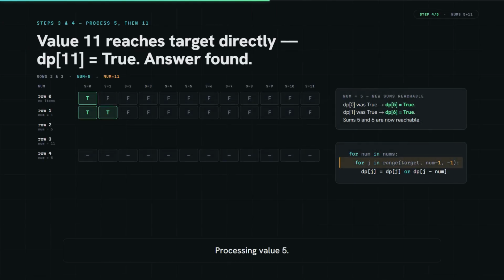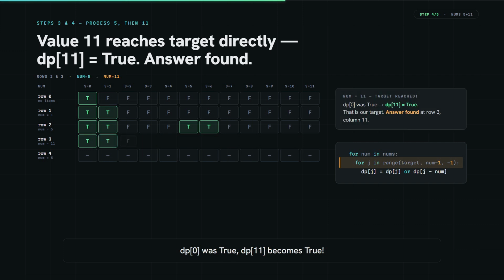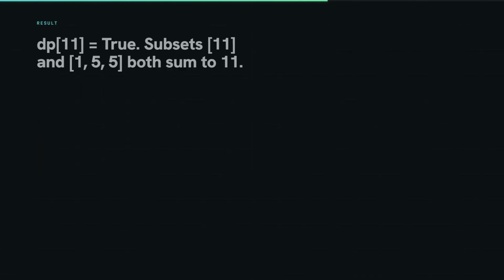Processing value 5. Sum 5 becomes reachable on its own, and sum 6 by combining 1 and 5 from the previous row. Now we process value 11. Scanning backwards from j equals 11, we check if sum 0 was reachable before adding this item. It was. So dp[3][11] becomes true in row 3. That is our answer. We have found a subset summing to the target.